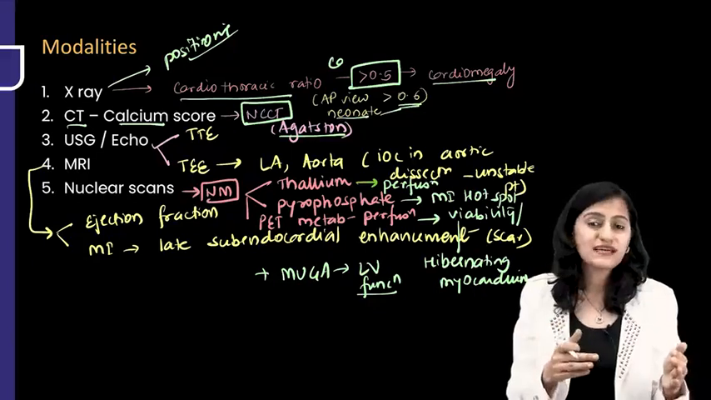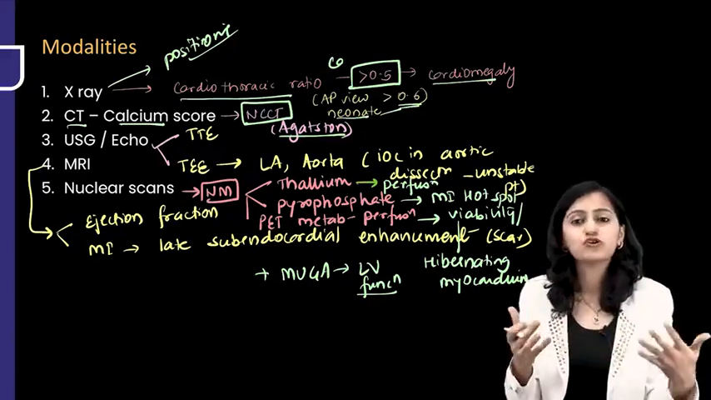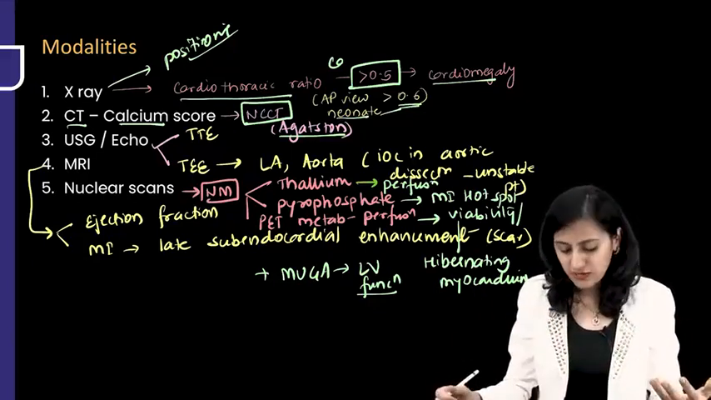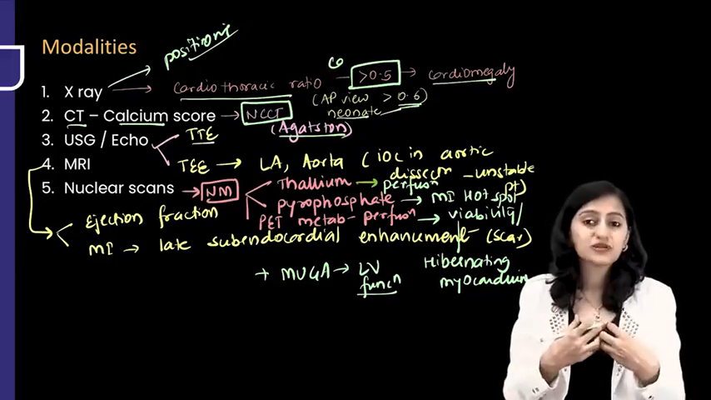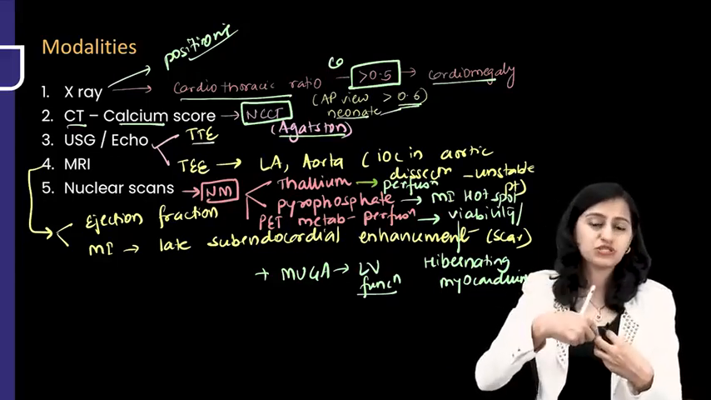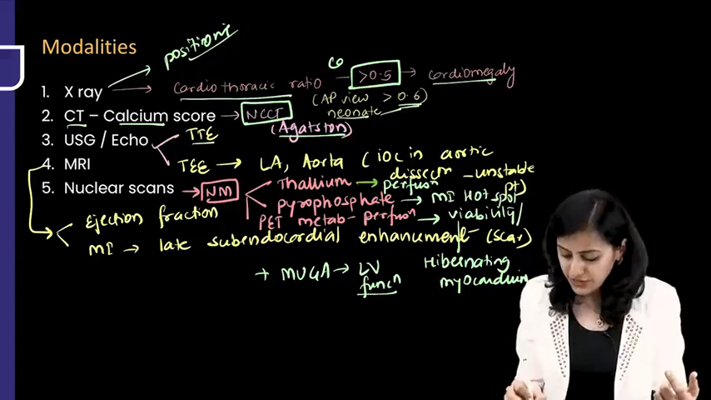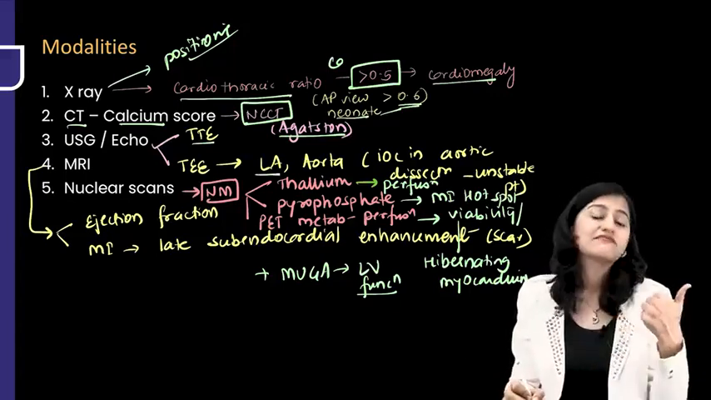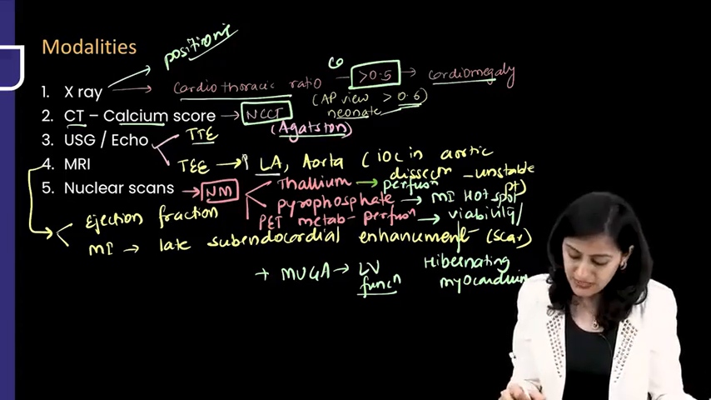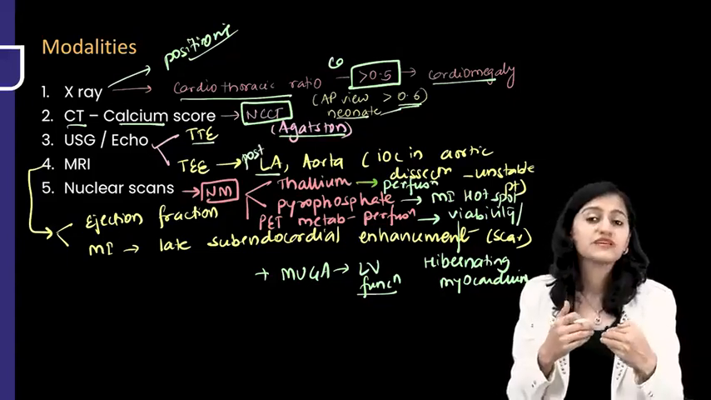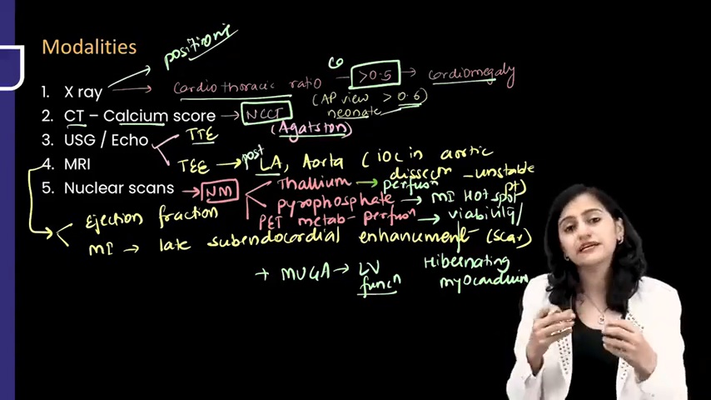Next, we have the ultrasound, which is echocardiography. Echo means sound. So ultrasound is echocardiography, which is transthoracic or transesophageal. Transesophageal echocardiography is best for which chamber? The left atrium. Why? Because it is the posterior most chamber of the heart, which is close to the esophagus.